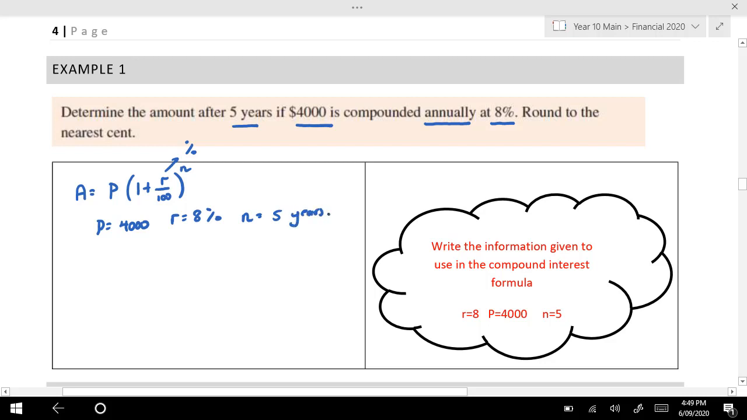If I want to work out how much my investment would be after 5 years, the amount would be the principal, 4,000, which always comes out the front. Now, 8% is going to be 1 plus 8 over 100. Well, that's the same as 1 plus 8 divided by 100, go 2 decimal points back. So that's 1.08, and that's to the power of 5 due to 5 years. Now, if I go ahead and do that in my calculator, I won't share my calculator. What will I get?